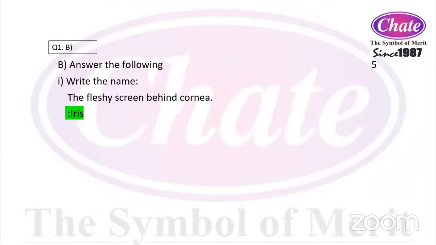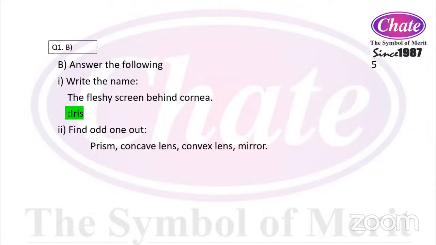Now we are going to move on to the next question, that is, find the odd one out. The options are given as prism, concave lens, convex lens, and mirror. You have to just write down the odd term, and that is the mirror.